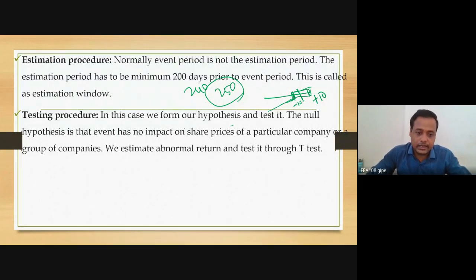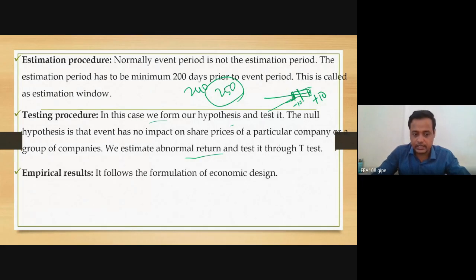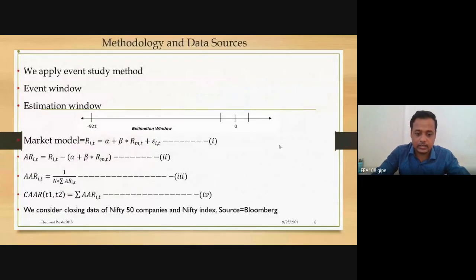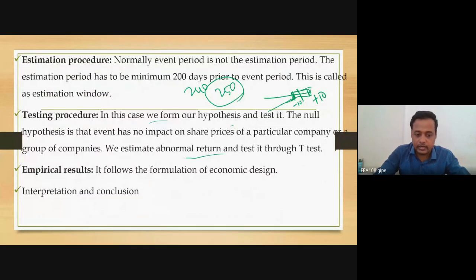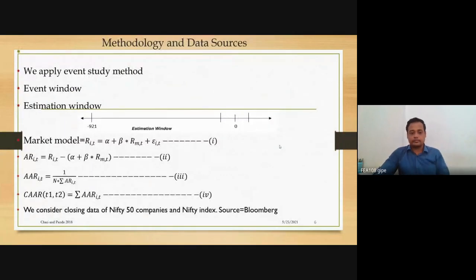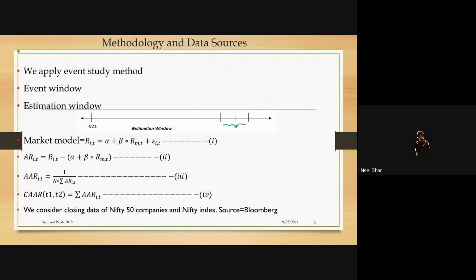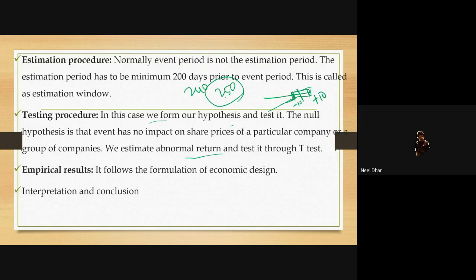Then you do testing of hypothesis whether that particular event has an impact or not. So you do it through significance level through t-test. Then we come out with the empirical result, interpret and conclude. So this is the event. I'm so sorry, could you show the last slide again? I was just reading it. Thank you, sir.